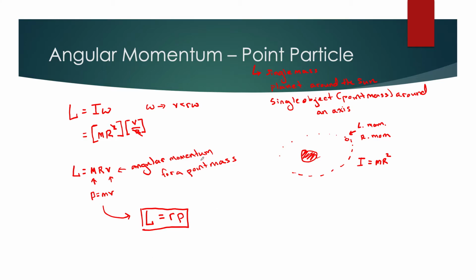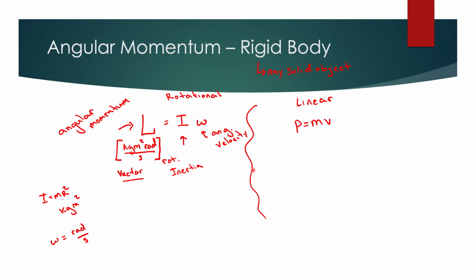So we have two parts here that we can look at now. The key here is that you can take a single point particle and take its linear momentum and change it over to angular, and you can take an angular and look at the linear, and then we have it for a rigid body as well.